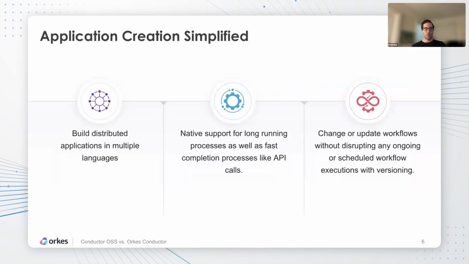Really, one of the next core tenets is application creation simplified. So you're able to build distributed applications in multiple languages like we talked about. There's native support for long-running processes as well as fast completion processes like API calls. You think about a lot of different types of workflows, right? Some workflows call for those quick completion millisecond processes like an API call, or you have really long-running workflows that require a ton of durability.